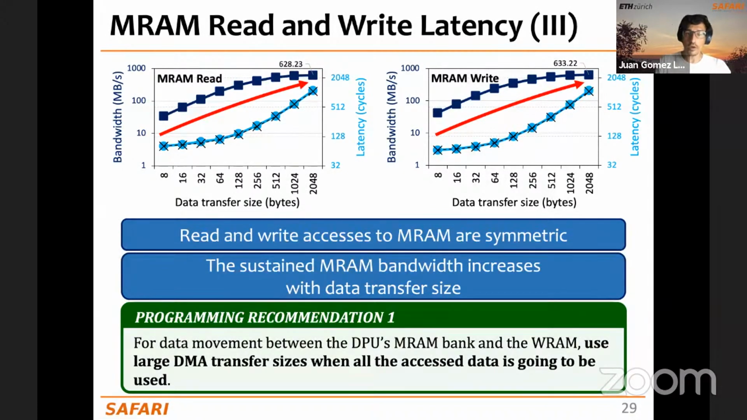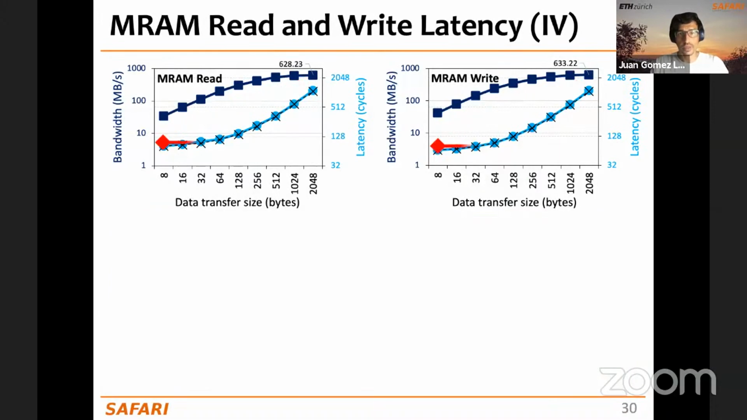So one programming recommendation that we obtain from our observations is that as much as possible, we should use large DMA transfers. When all the data that we read is going to be accessed, we should make the transfers as large as possible, because this way we would be maximizing the bandwidth to MRAM.